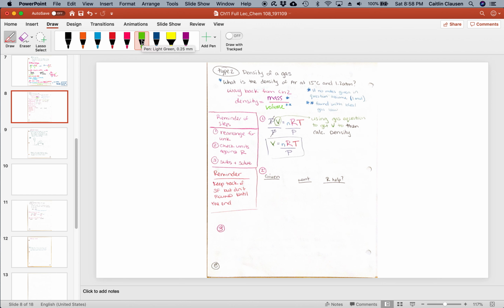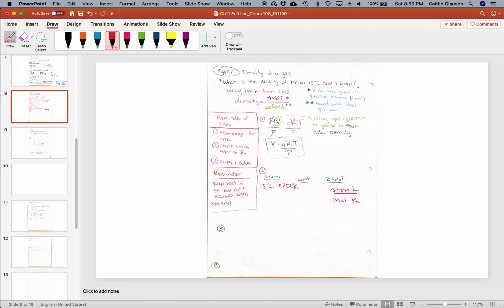So we are given temperature at 15 degrees Celsius, but remember our temperature should be in Kelvin. So we have to use that conversion. 15 degrees Celsius plus 273.15 Kelvin gives us 288 Kelvin after we convert it.